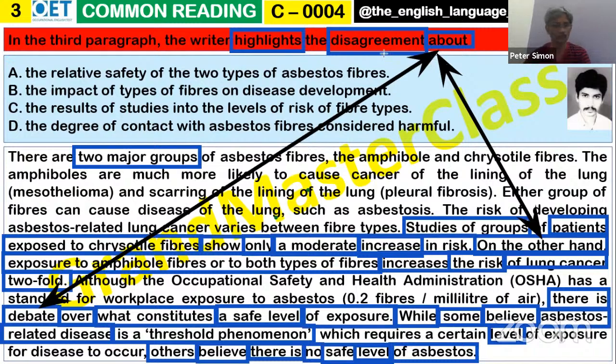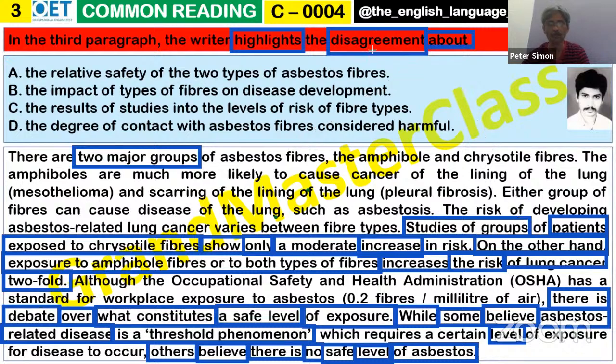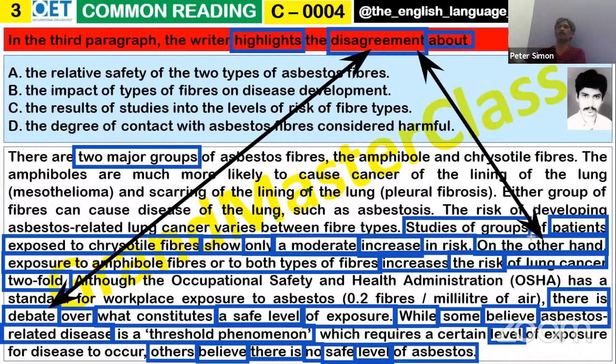Disagreement means debate. Disagreement means on the other hand. On the one hand, these people support something, on the other hand, those people support something else. On the other means others, and one hand means some. Some and others. This is a confusion between some and others. Okay, some and others.